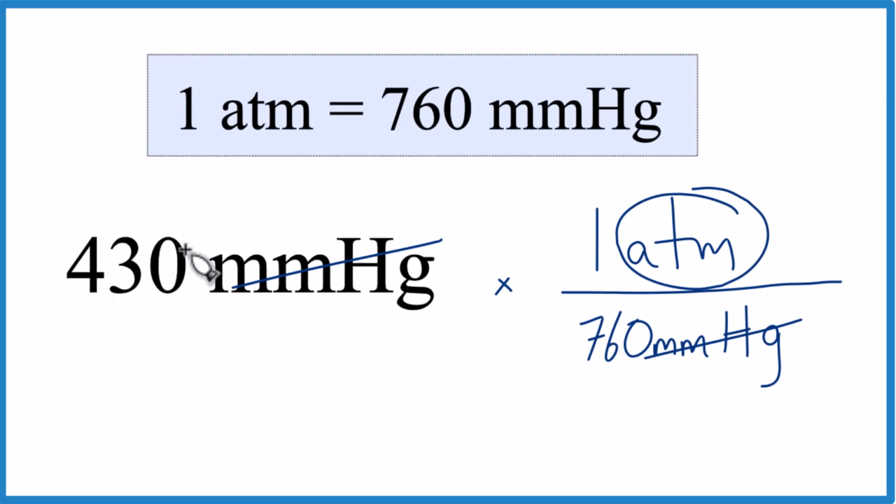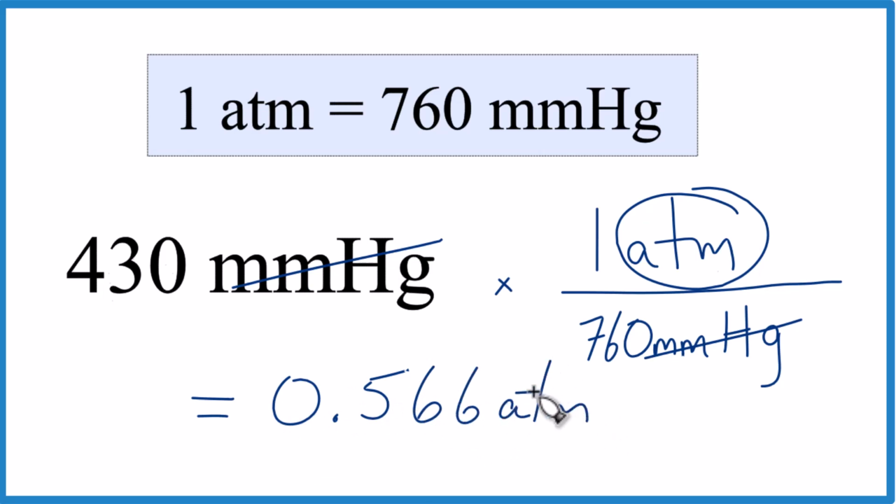So 430 divided by 760 gives us 0.5657. So let's call it 0.566 atm. And we know it's atm because that's all that's left up here in our calculation. It shows us that we did it correctly.